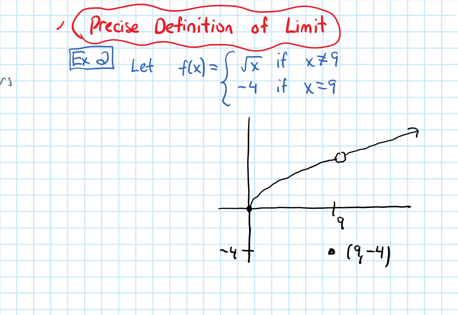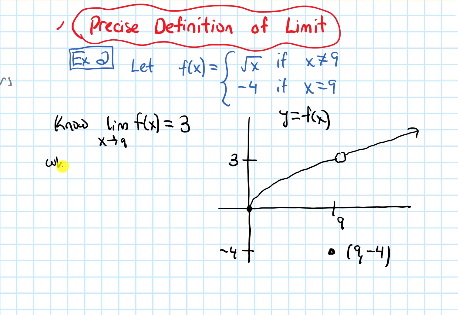If I had been able to plug x equals 9 into the square root function, the y value would have been square root of 9, which is 3. Okay, so this is the graph of y equals f of x. By looking at this graph, we could figure out what the limit as x approaches 9 of f of x is. That limit is 3. As the x values get super close to 9, but not equal to 9, the y values get really close to 3.